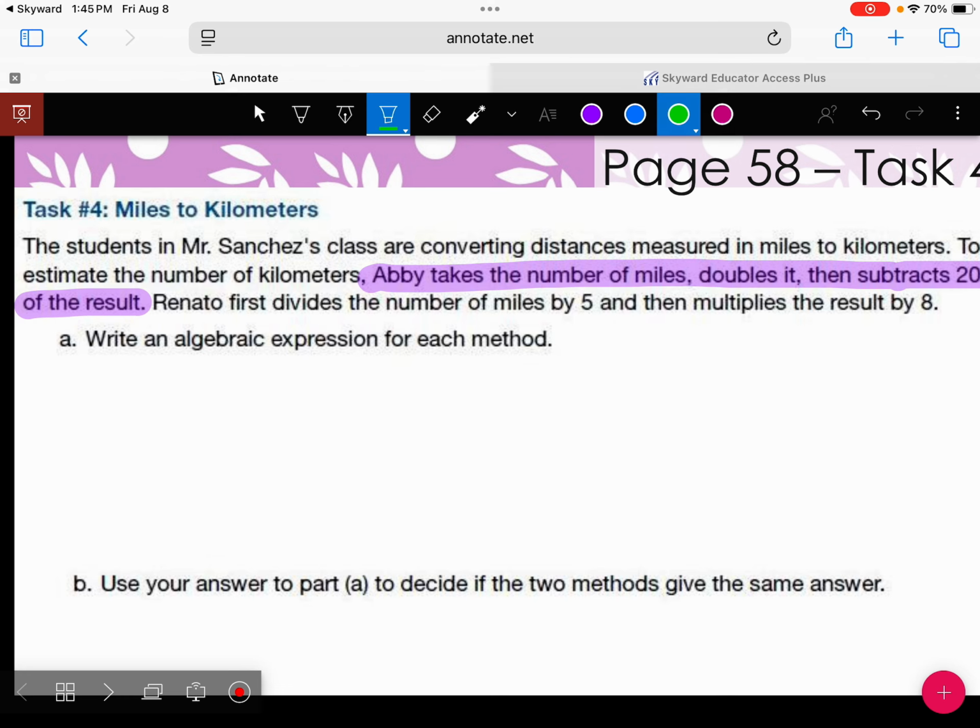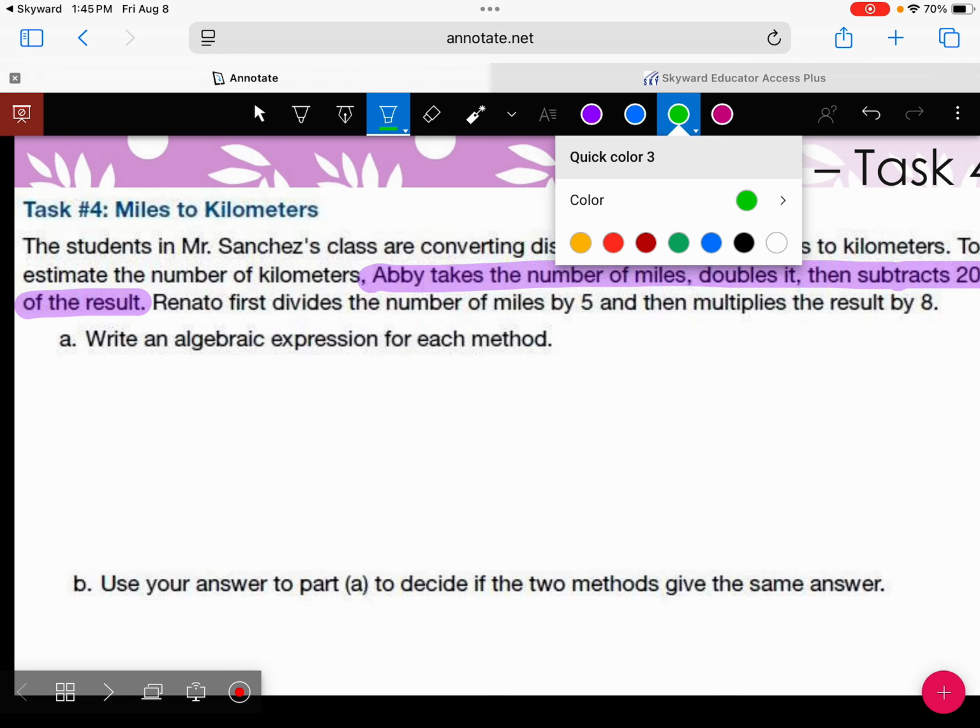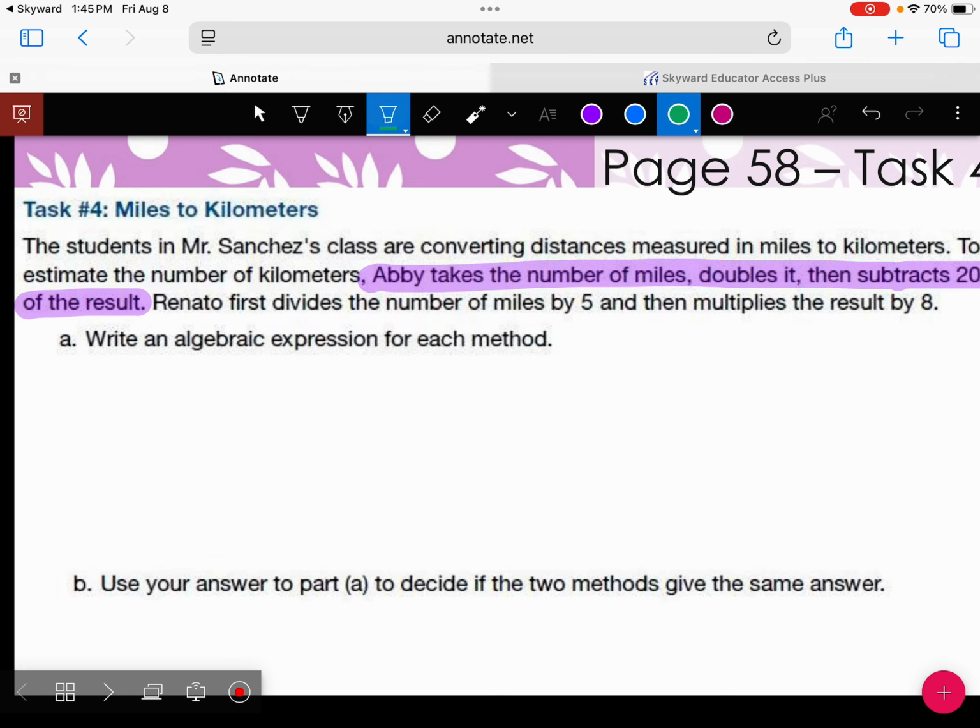And we also have Renato. Renato is dividing the number of miles by 5 and then multiplies it by 8. So they do very different things. So what we should do to start with, because we are supposed to write the algebraic expressions for what they did, and then we're going to see if they should be getting the same answer. They do very different things. I wonder if it works. Let's find out.